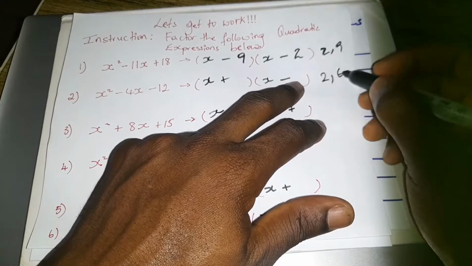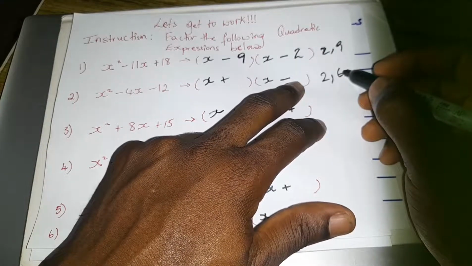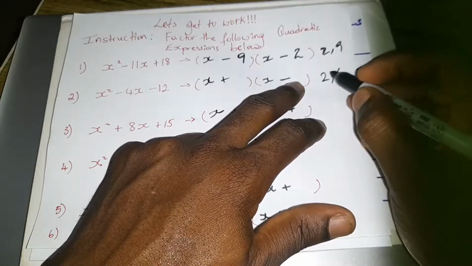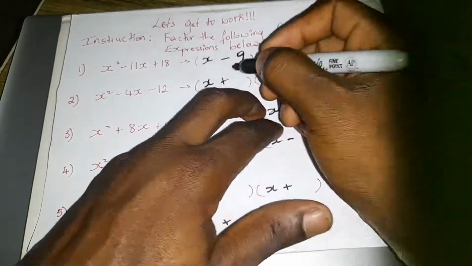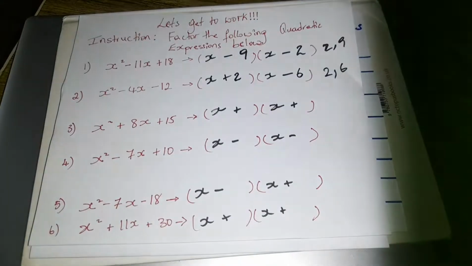See there, 2 times 6 is what? 12. And 6 minus 2 is 4. But remember, the bigger number must always go with the minus. And you're good. Alright, that's the answer.